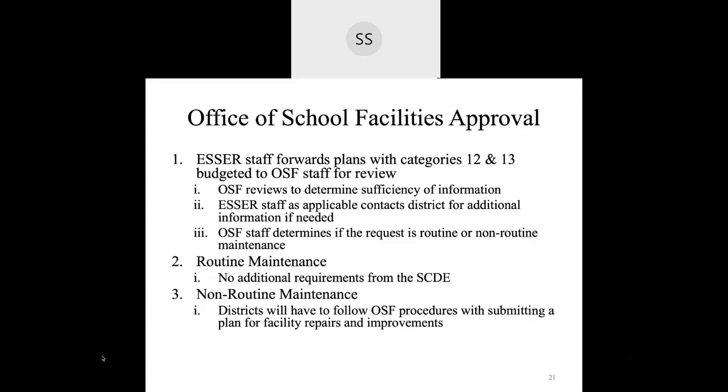With respect to the facilities, as we get the plans in, we will send those plans to our Office of School Facilities. If you have or are planning to use any of your ESSER 3 funds for facilities or indoor air quality projects, they will then review to determine the sufficiency of information. If we need additional information, we will contact you. The school facilities staff determines if the request is routine or non-routine maintenance. If it's routine maintenance, you can go forward. If it's non-routine maintenance, you will need again to follow our Office of School Facilities procedures with submitting a plan for facility repairs and improvements.